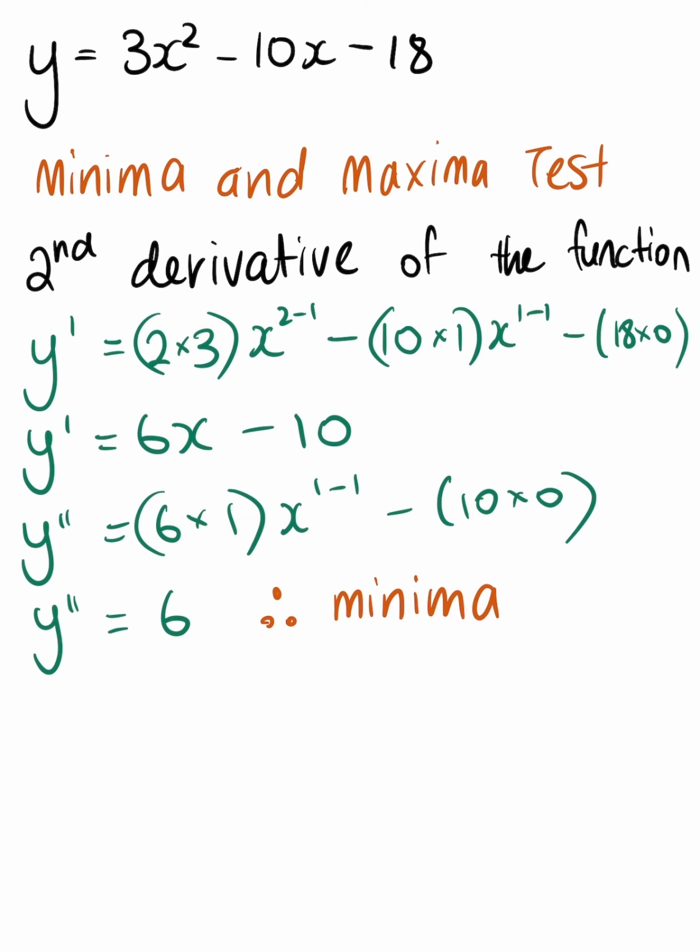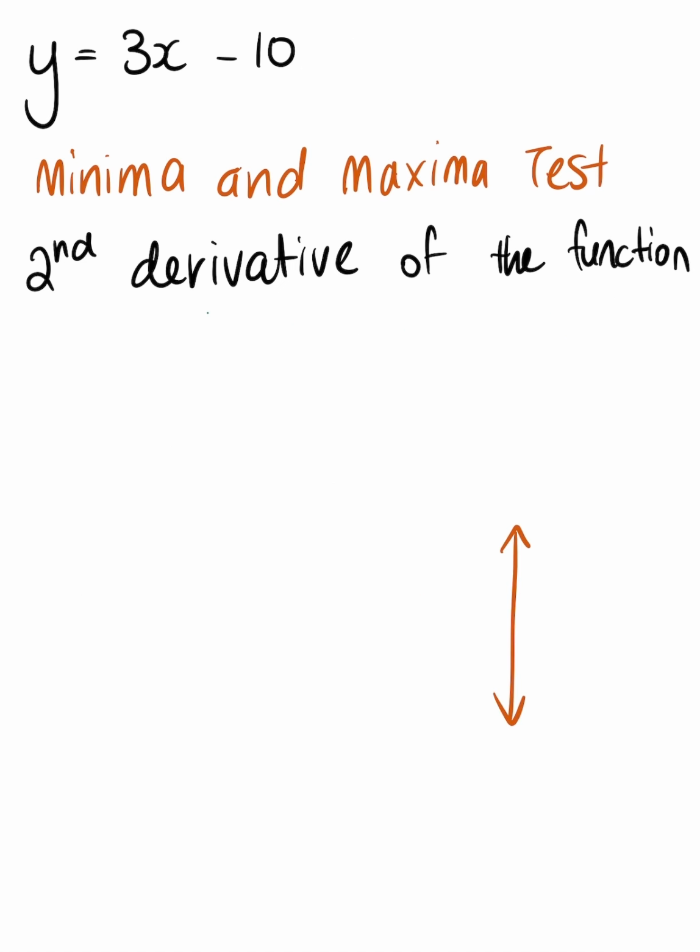Now let's say we have this last function. We have y equals 3x minus 10. So this time we're dealing with a straight line. It doesn't have a power of 2, 3, anything like that. It's to the power of 1. Anytime you have a function like that, it's just going to follow your y equals mx plus c formula. So this is going to give us some sort of straight line. So it's going to look something like this.